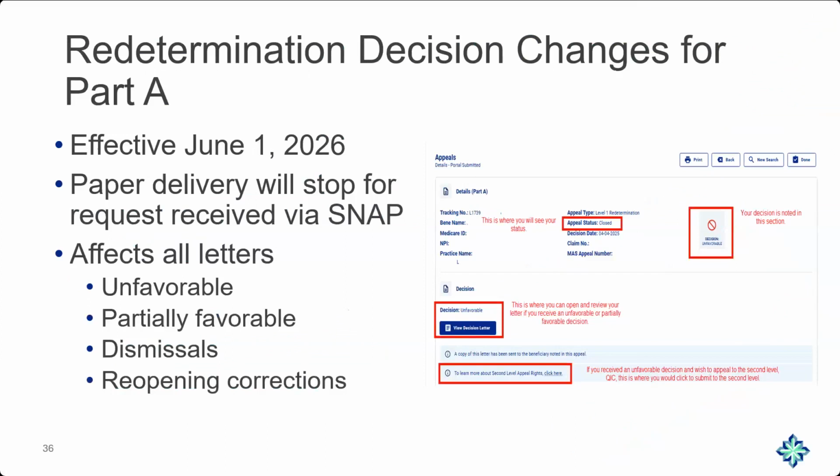This slide is a provider alert announcing a change to mail delivery for Part A appeals submissions submitted via SNAP, which is our portal. We're no longer sending paper correspondence. You can see information here effective June 1st. All providers with an active SNAP account who submit their appeals request through the portal are going to get an email now regarding a decision on their appeal, and then that's going to give you immediate access to your appeals correspondence in the portal.